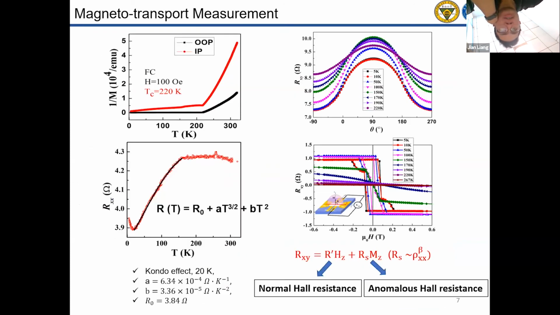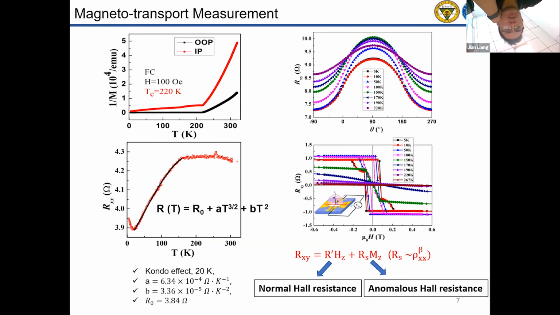Okay, let us see the magnetic properties result. The M-T measurement by SQUID indicates that out-of-plane magnetization is larger than in-plane for the bulk sample, indicating that the easy magnetization axis is along the out-of-plane direction, and the Curie temperature is obtained at about 220 Kelvin.